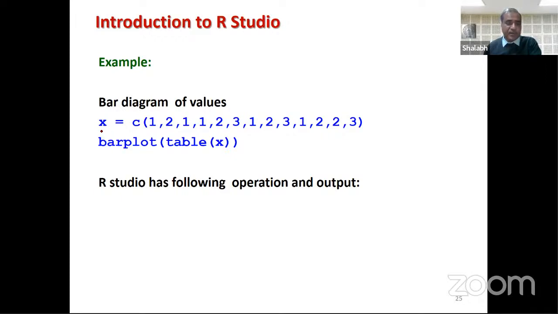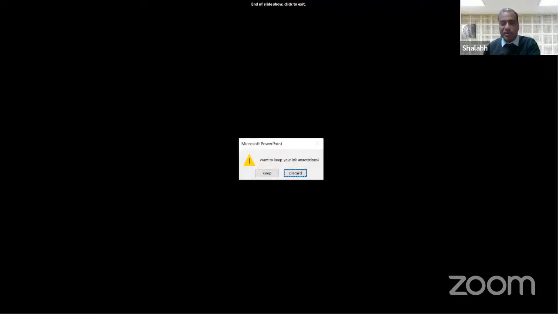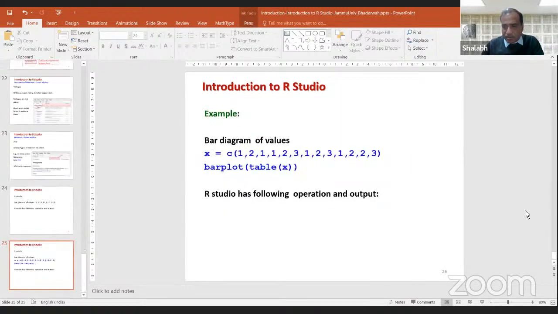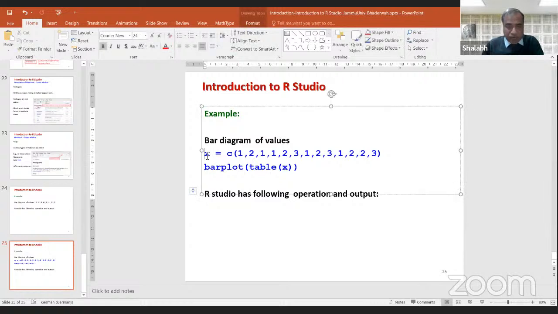First I have to store this data in some data vector like this. Then the command is barplot, and within parentheses I have to write table, and then within parentheses X. If I execute it on the R console, I will get some outcome. What I will try to do is show you these things on the RStudio software. But before that, let me give you some details on the RStudio software so that you feel more comfortable with it.